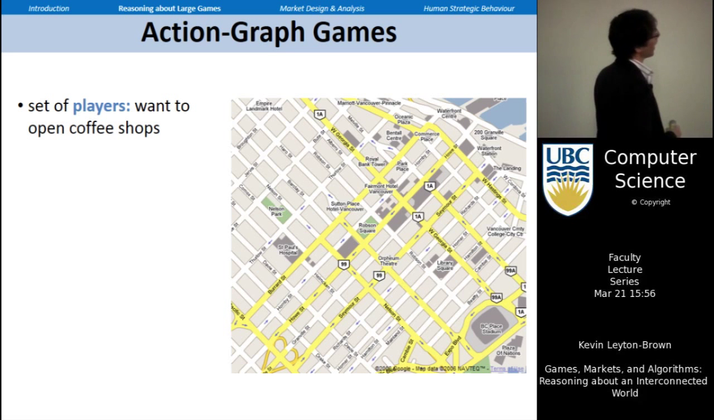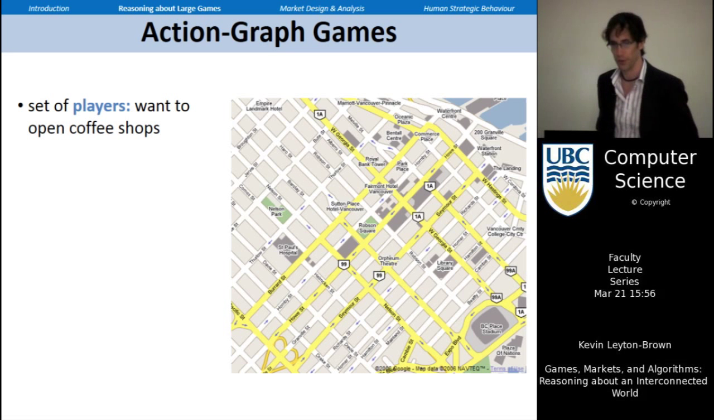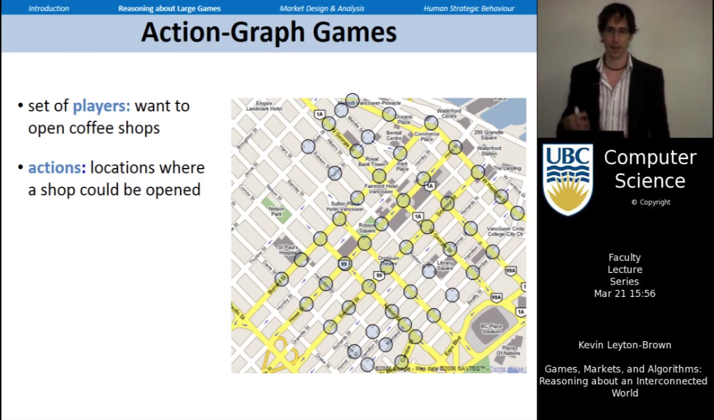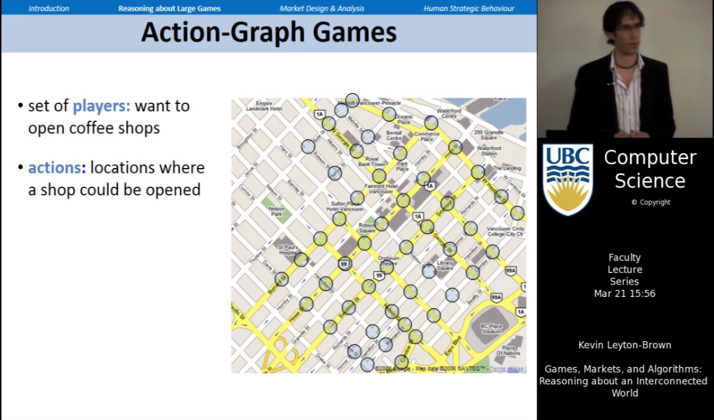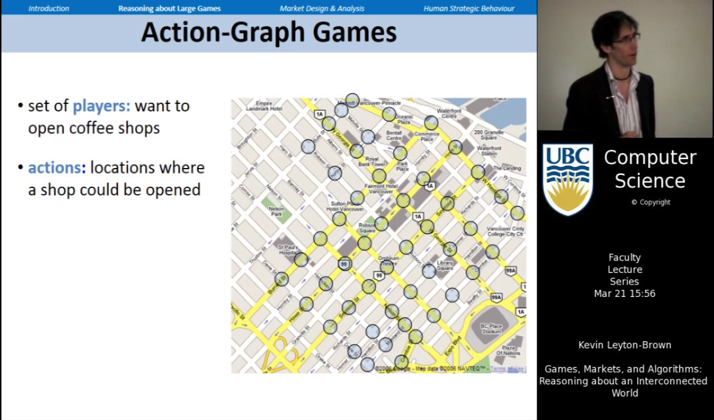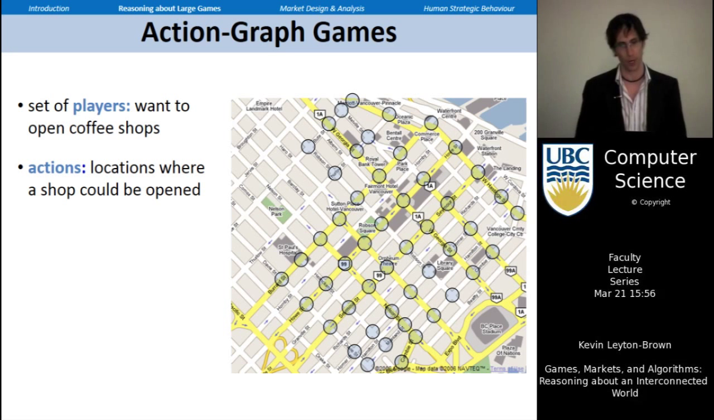So let's think about how we represent this as an action graph game. We start with a set of players, which is all of the individuals who might want to open a coffee shop. We're going to represent a graph. That's why this is called an action graph. In particular, it's called an action graph because I'm going to have a node in the graph for every action the players could take. So all of the actions are all of the different locations where a coffee shop could be opened.